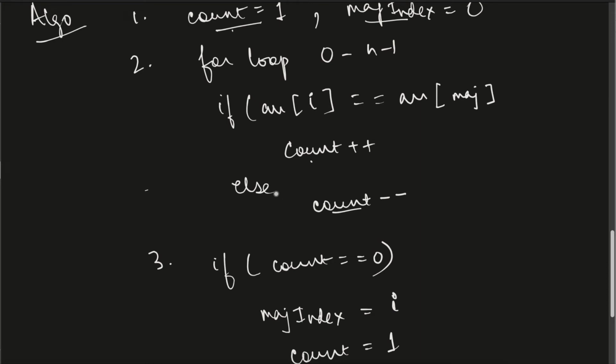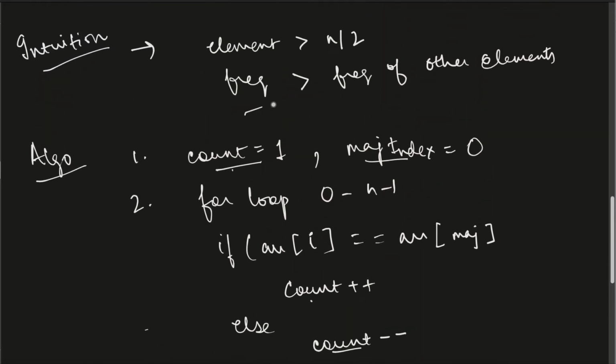Now let's try to map our intuition to this. What we said is the frequency of the element should be greater than the frequency of every other element. So here, initially this majority index is also set to 0. And this is actually going to start from the first index, not from 0.